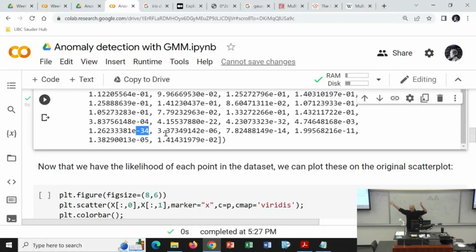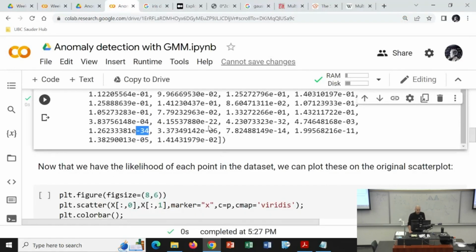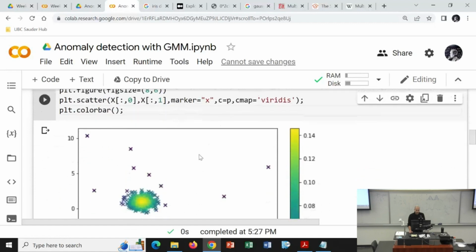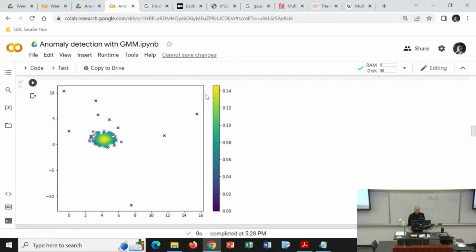0.00000, almost 34 zeros. So that point is further away from here that its height in 3D is a really tiny number, so close to zero. So that's an outlier. Now that we have these scores, these likelihoods, we can plot them. We can color the points based on those likelihoods, and you can see that the data in the core takes some light colors, and these outliers in the periphery get some dark colors.